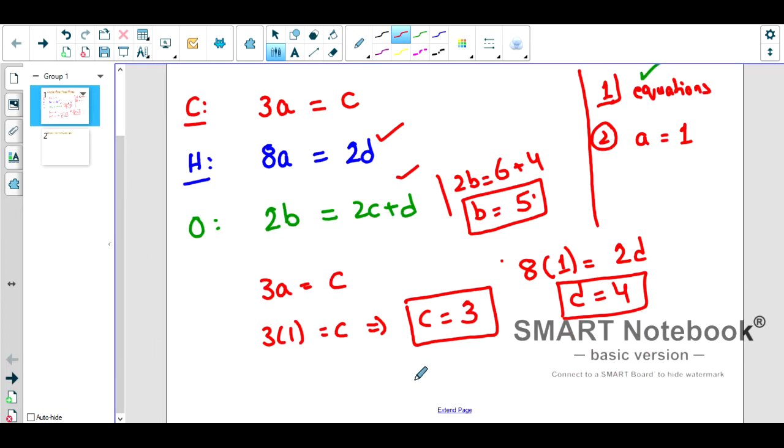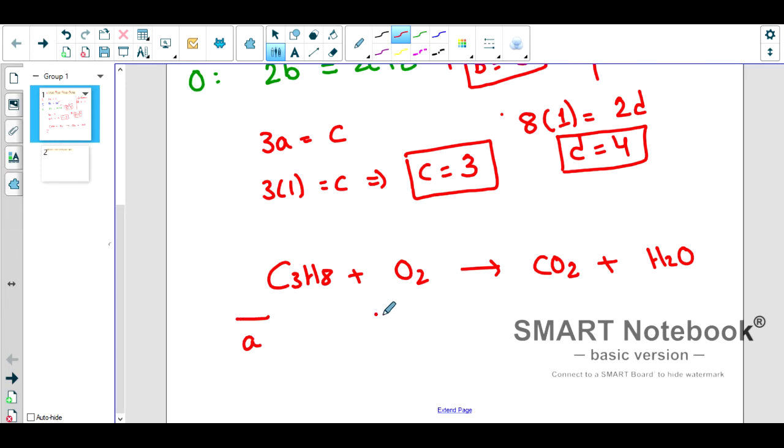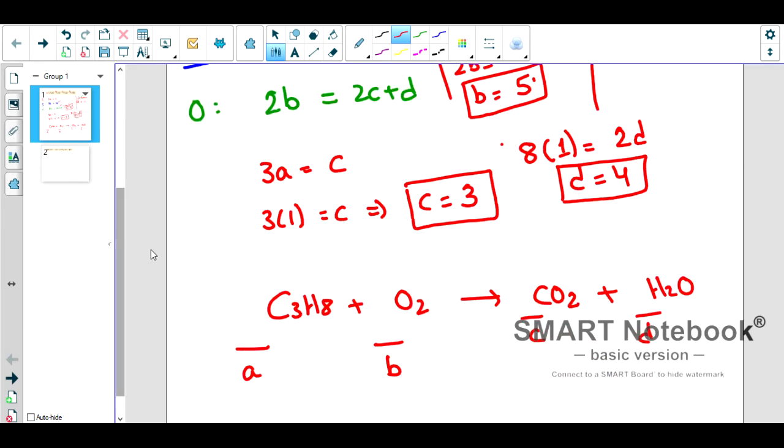Like, what is my equation? It's a combustion equation: C3H8 plus O2 will give me what? CO2 plus H2O. I suppose that this coefficient is A, this coefficient is B, this coefficient is C, and this coefficient is D. Now just put the values. We just calculated their values. A is 1, B was calculated to be 5, C is 3, and D is 4. You can check, your equation is balanced now.